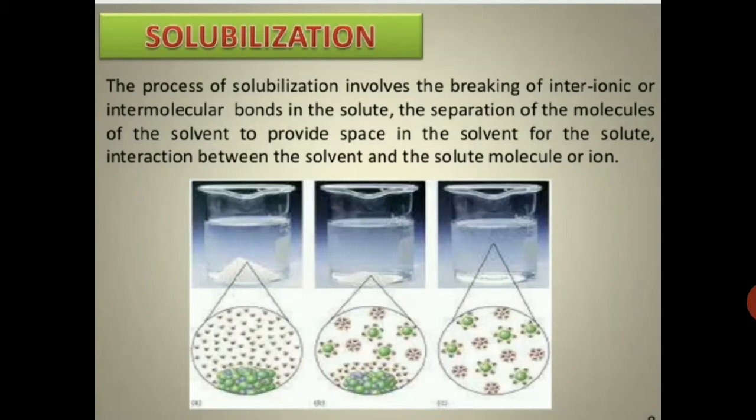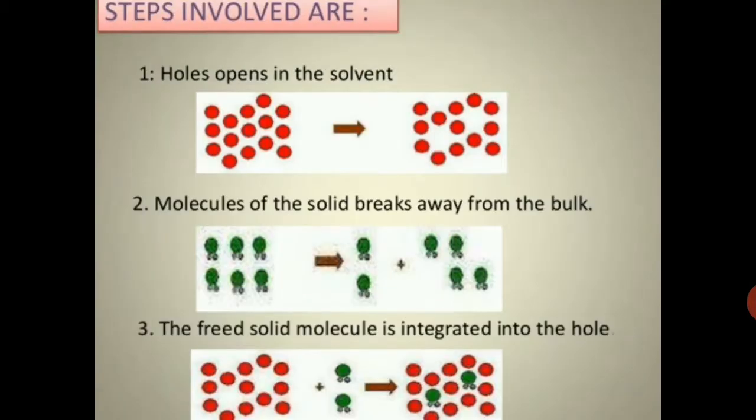The steps involved in the solubilization process are: first, holes open in the solvent; second, the molecules of the solid break away from the bulk; and third, the freed solid molecule is integrated into the solvent. So this is the general method of solubilization by surfactants.